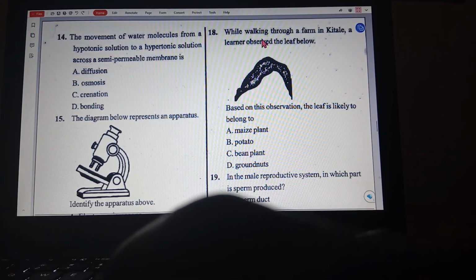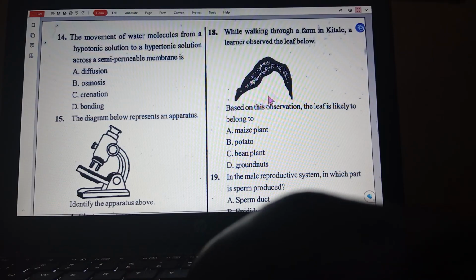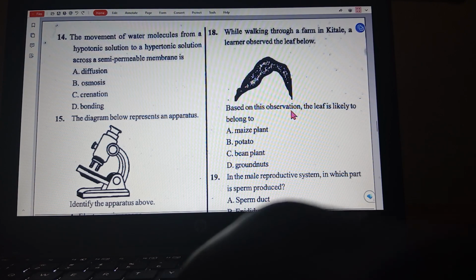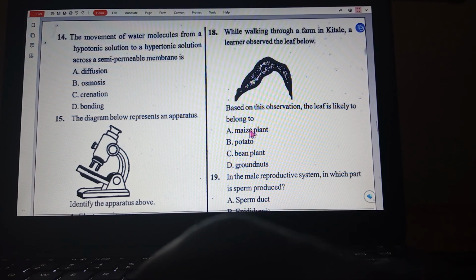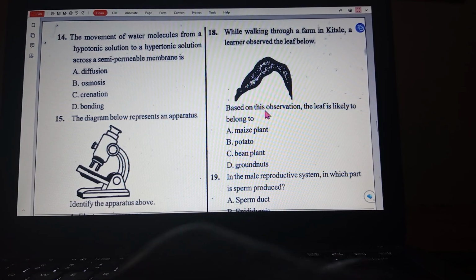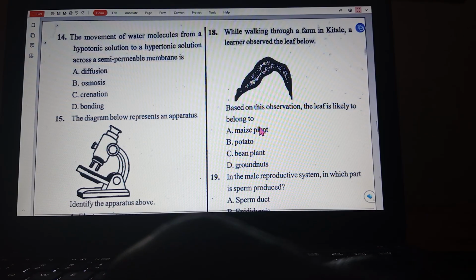Question 18. While walking through a farm in Kitale, Alan observed the leaf below. This is likely to be a leaf of a maize plant. Why do we say maize? This is a monocotyledonous leaf. A monocotyledonous leaf has parallel veins. This we did when we were talking about nutrition in plants. So the answer is maize plant.